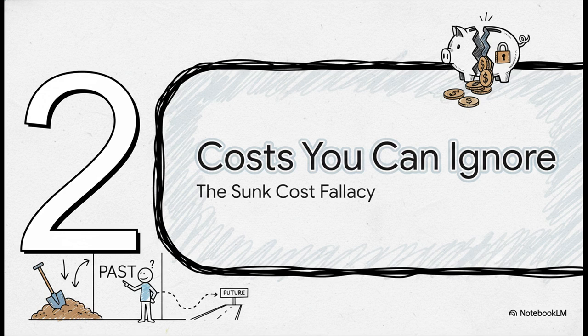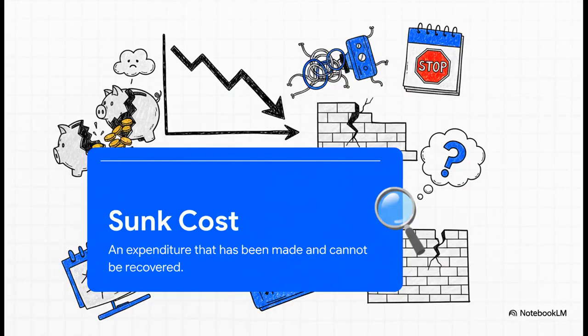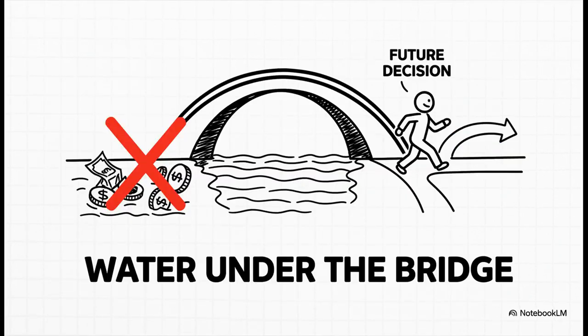Now for our second tool, which is just as powerful, and it's all about knowing which costs you should just completely ignore. This is how you avoid a super common mental trap called the sunk cost fallacy. So, what is a sunk cost? Well, it's pretty much what it sounds like. It's money that's already out the door. It's been spent, and you can never, ever get it back. It's a done deal. You can't unspend it, you can't recover it, no matter what you decide to do next, it's gone.